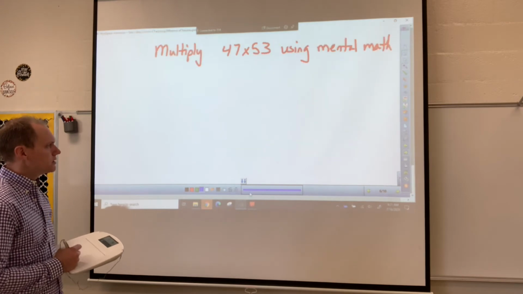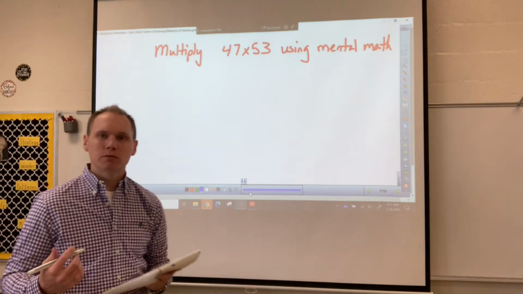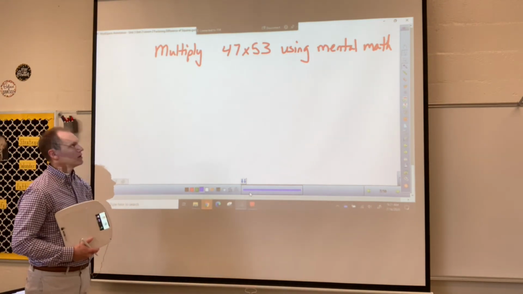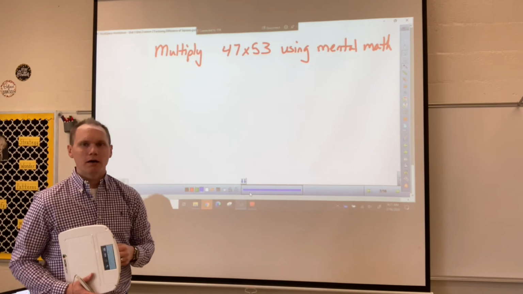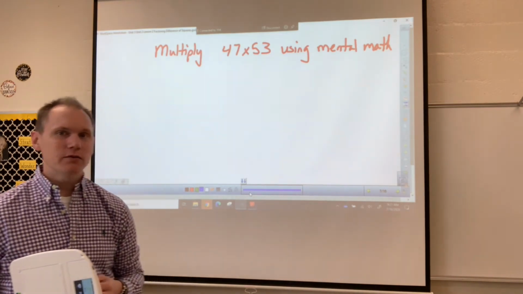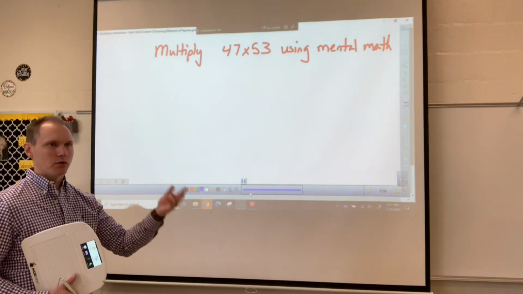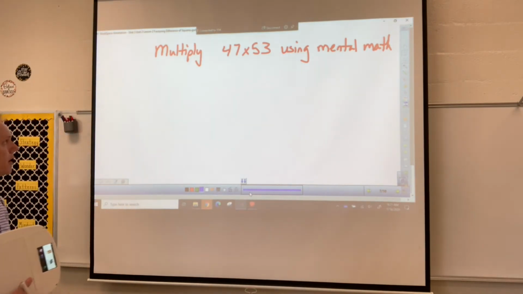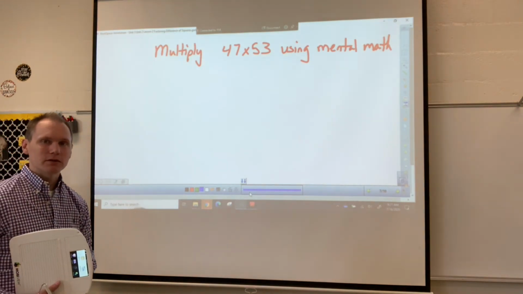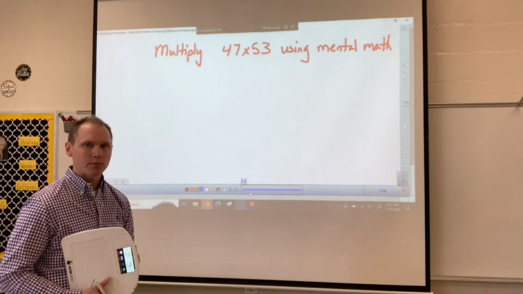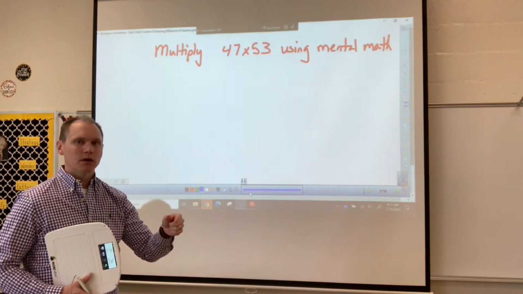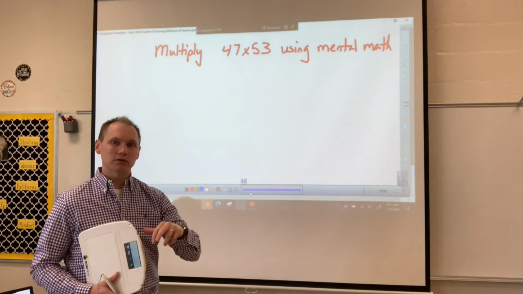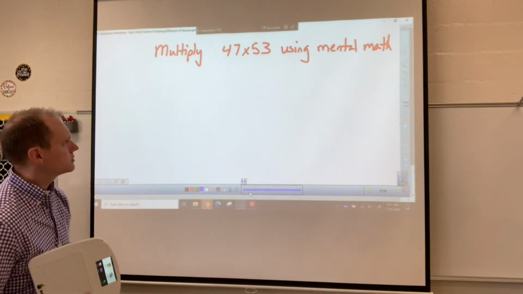So we can actually use this idea of difference of two squares to do some mental math. For example, let's multiply 47 times 53 using mental math. That'd be kind of difficult if you just tried to think about the multiplication algorithm that you learned back in elementary school. But there's a different way. We can think about this as the difference of two squares setup, but in reverse. So instead of starting with difference of two squares and factoring it, we're going to think about starting with the factors and then moving towards the difference of two squares. Let me show you how this works.